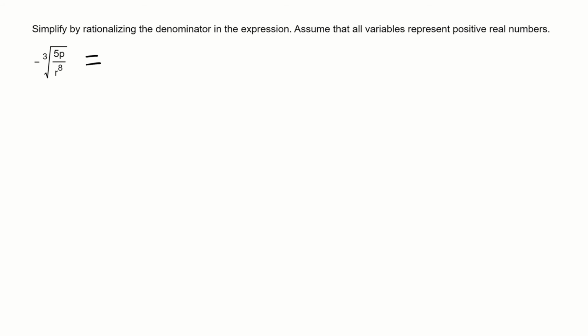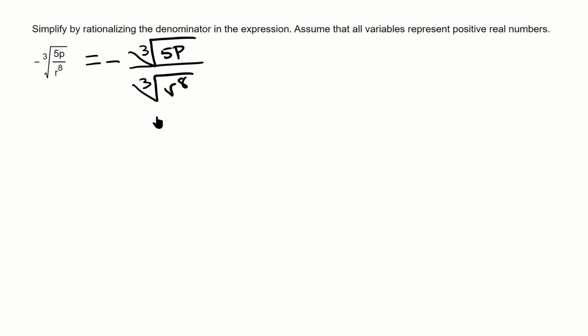Hello everyone. In this video we're going to simplify this radical expression with an index of 3 by rationalizing its denominator. So we'll go ahead and break it up into two radicals using the quotient rule for radicals. Notice that the negative is outside the radical. It's just going to carry at each stage. So make sure you just write it to begin with so you don't forget it. So we get the cube root of 5p over the cube root of r to the 8.